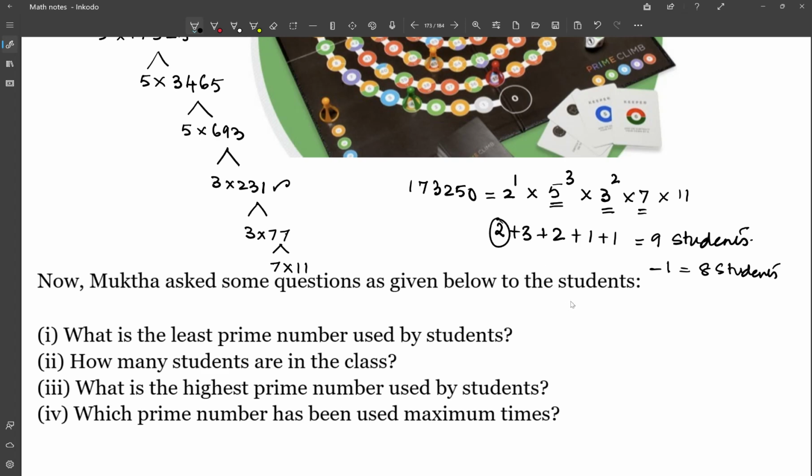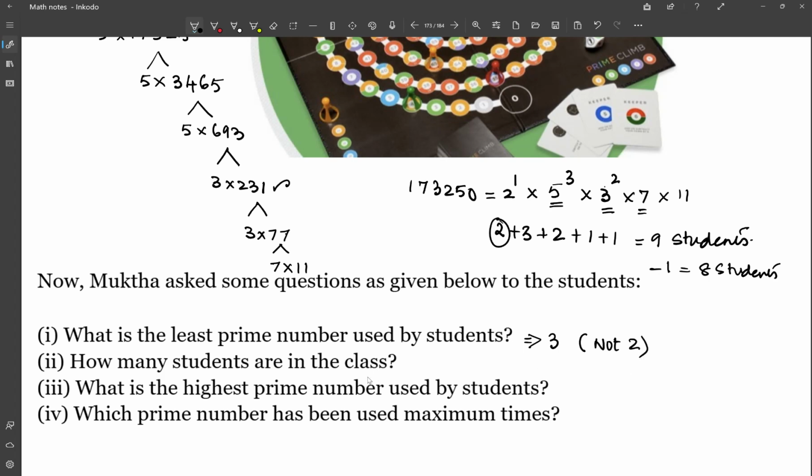What is the least prime number used by the students? So that will be 3. The least prime number used by the students would be 3. It is not 2, because the teacher announces 2 and not the students.